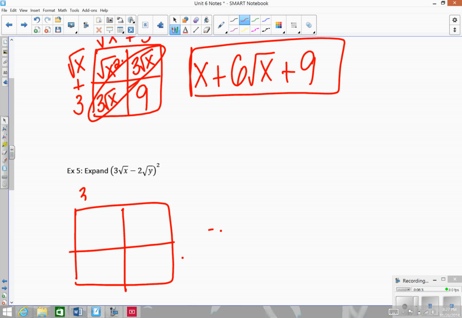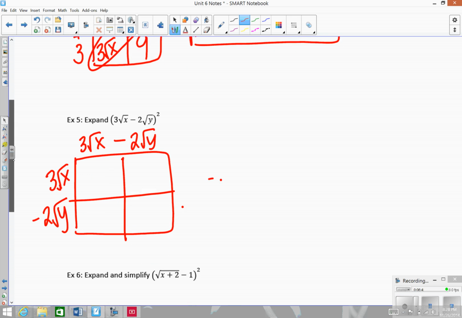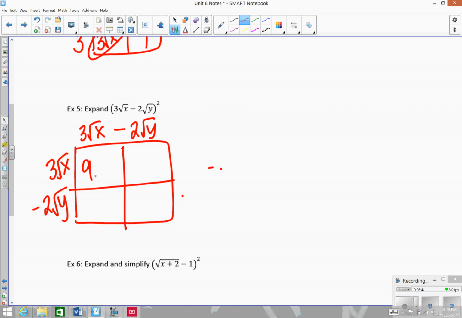So I have 3 square root of x minus 2 square root of y. Again, you have to make sure that you have it for both parts or both sides of your square. You're multiplying it twice. So I have 9 times the square root of x squared. So remember, I'm multiplying the coefficients. Again, multiply the coefficients. 3 times negative 2 gives me negative 6 square root of x times y. Down here, I'm going to have 3 times negative 2, so negative 6 times the square root of x times y. And then here, I'm going to have positive 4 times the square root of y squared.